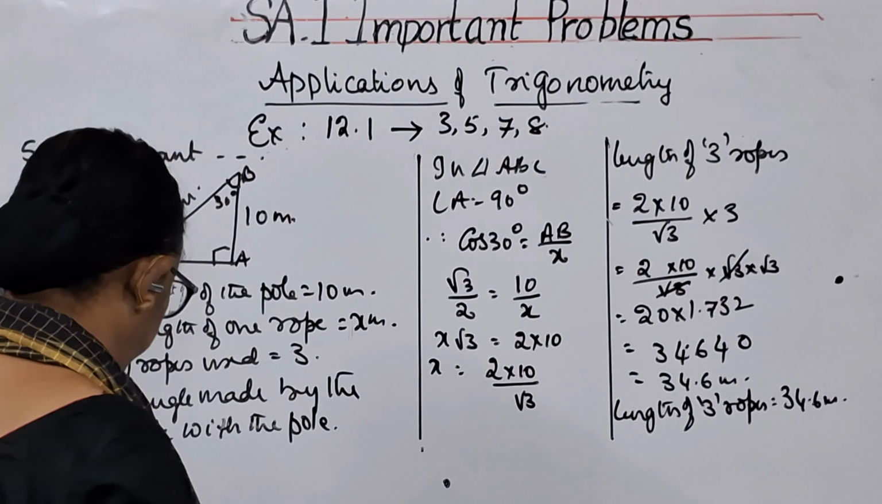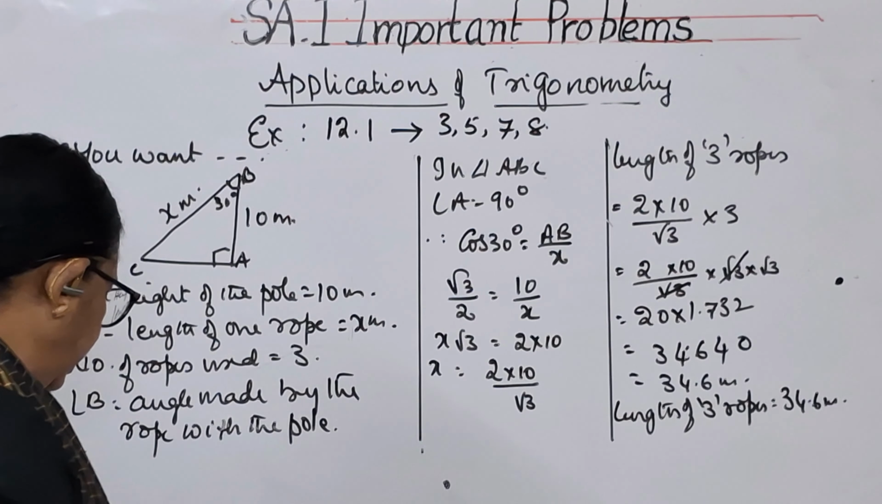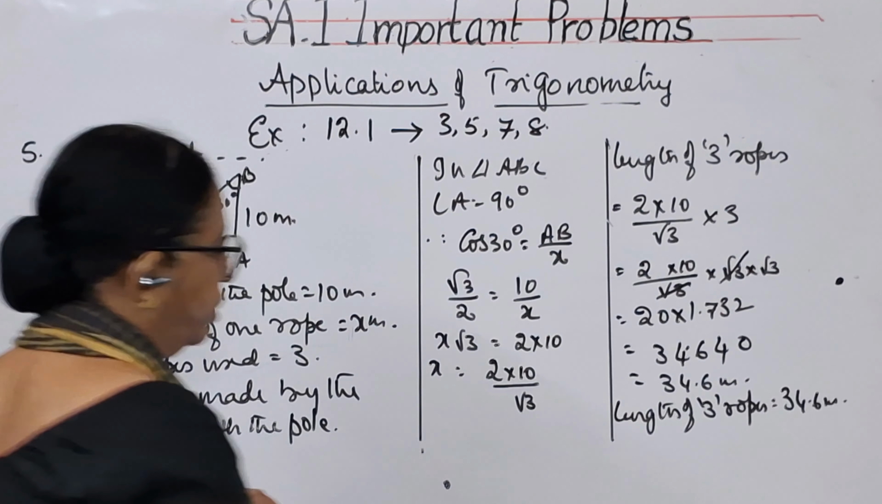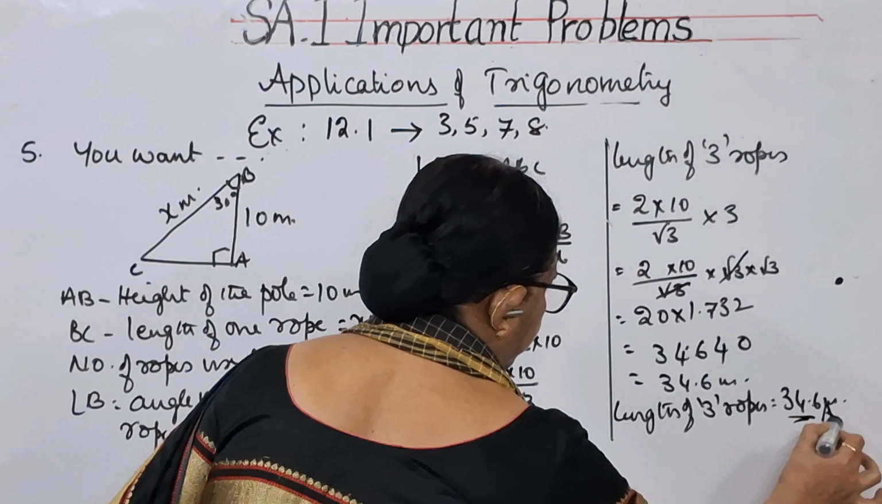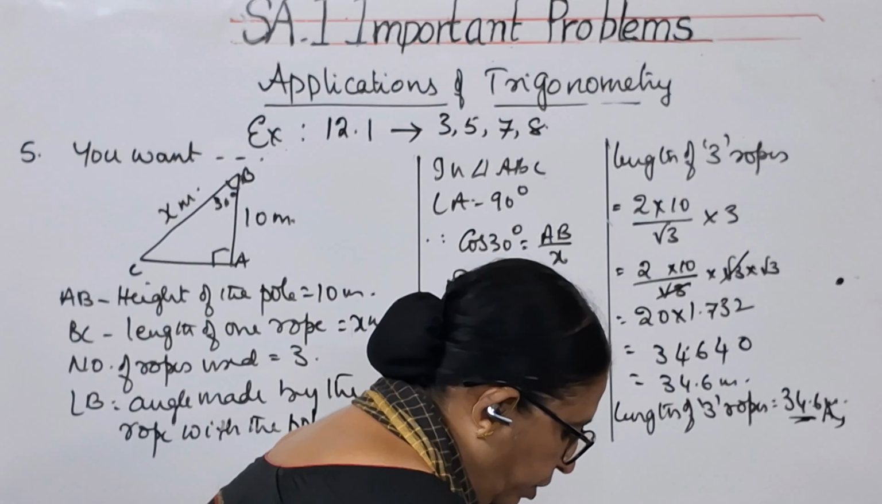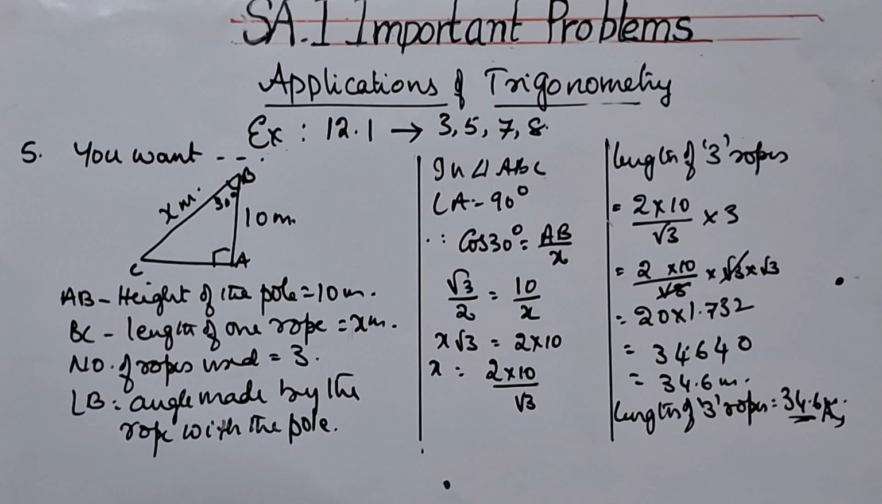So what should be the length of the rope? He said actually 3 ways there. Each rope has 30 degrees, means the length of 3 ropes will be 34.6 meters. This is the answer of this problem, children. I hope you have followed. Please copy it. It's the fifth problem.